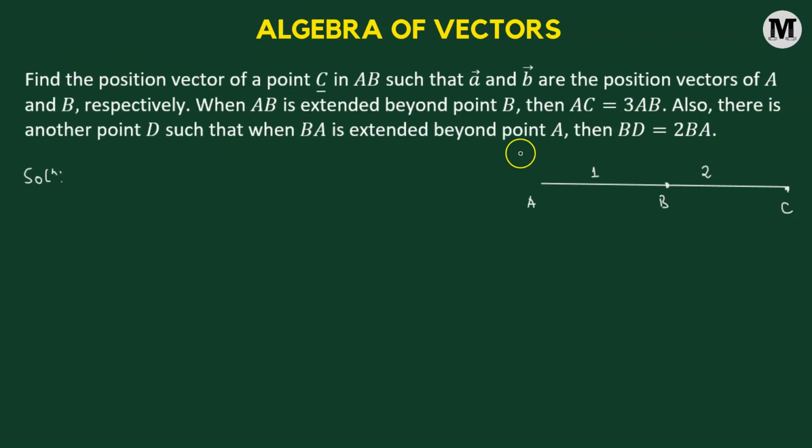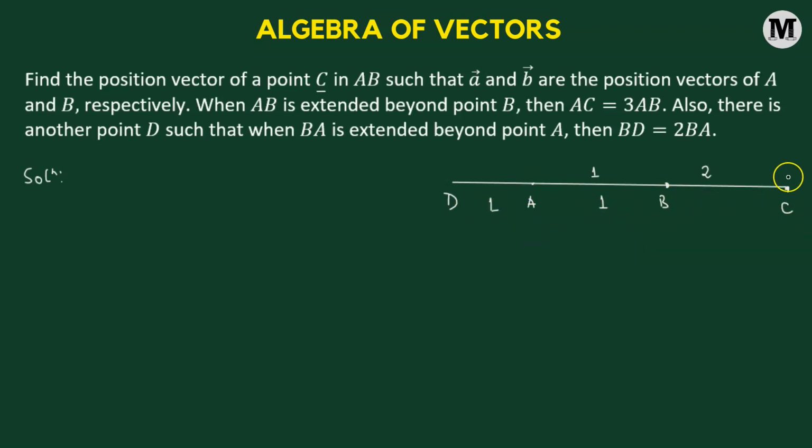Next we have another point D such that when BA is extended beyond point A, then BD will be equal to 2 times BA. That means we extend point A to the left-hand side, which meets at the point D. Point D is chosen in such a way that the length BD is equal to 2 times the length of BA. So here we can say that A divides BD in the ratio 1:1.